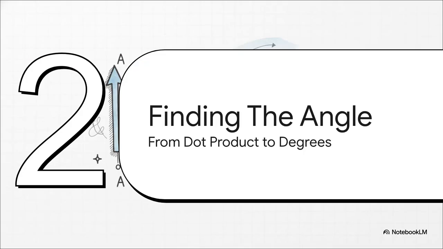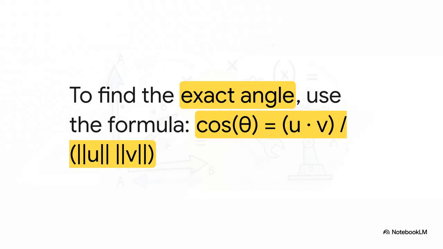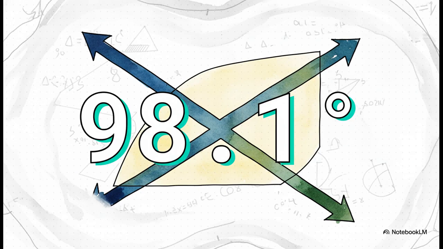Knowing if the angle is acute, obtuse, or exactly 90 degrees is awesome. But what if you need the exact angle? Well, the dot product can do that too. Now, this formula might look new, but it's really just a rearrangement of that geometric formula we saw earlier. To find the cosine of the angle, you just calculate the dot product, like usual, and then you divide it by the product of the two vectors' magnitudes. Once you have that number, you just use the inverse cosine function on your calculator to find the angle theta itself. Let's see how this plays out.